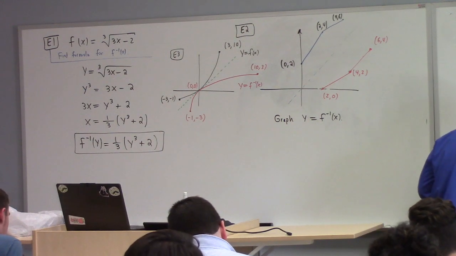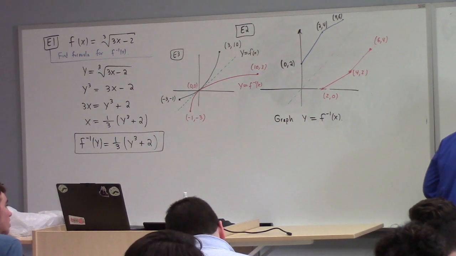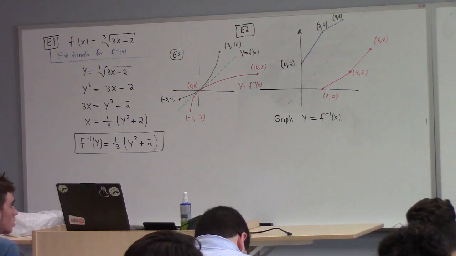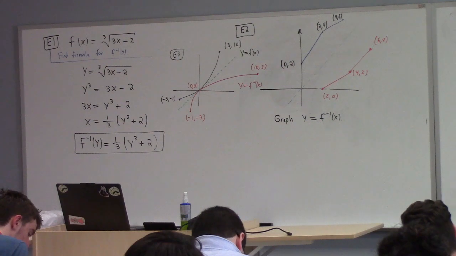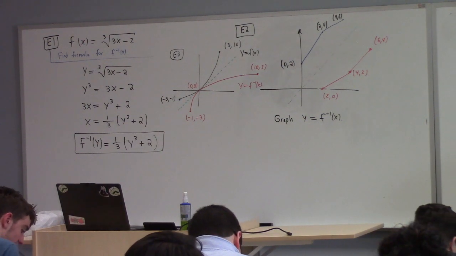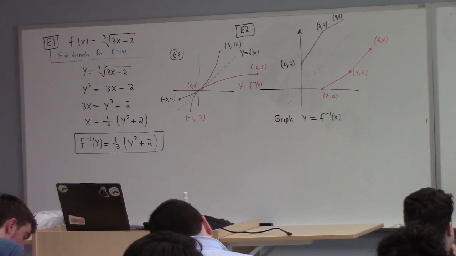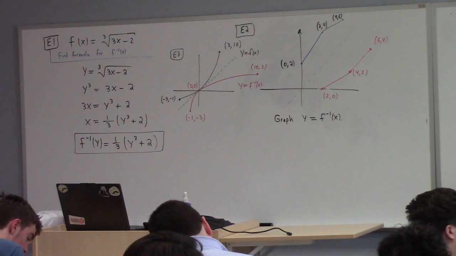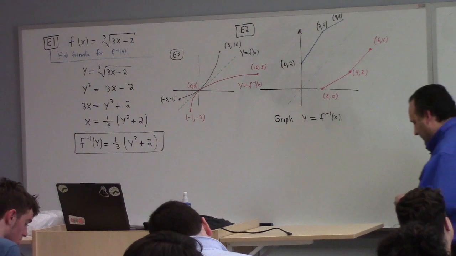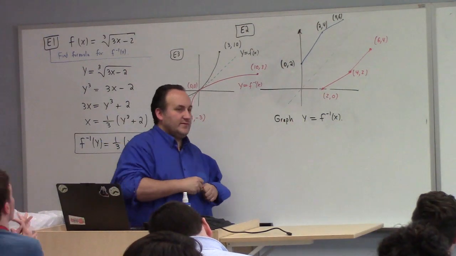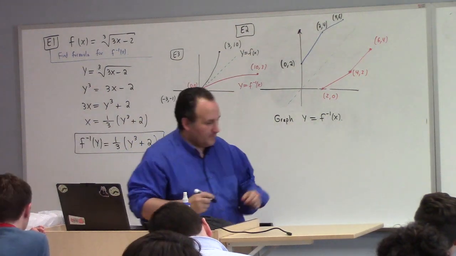Is it f inverse of x? Well, this is in terms of y. If you want f inverse of x, you just change the letter. So if that's f inverse of y, then f inverse of x is the same formula, just a different letter: 3 plus 7 over x minus 10. Okay. All right.